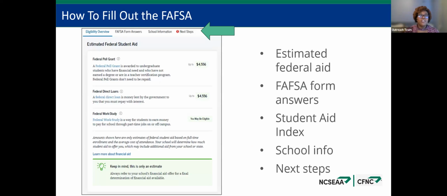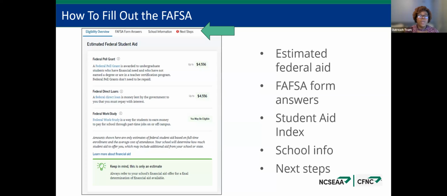After the student submits the FAFSA, they get what's called the FAFSA submission summary, okay? The FAFSA submission summary is going to show a few things. So first, it's going to show their estimated federal aid. So whether they are eligible for a Pell Grant, whether they're eligible for work study, whether they're eligible for federal student loans.